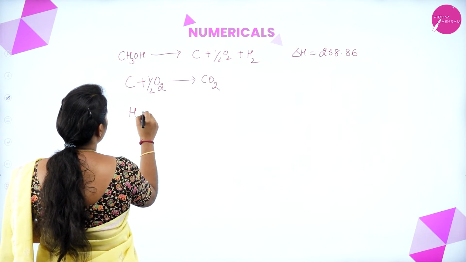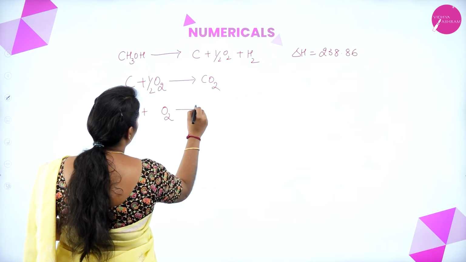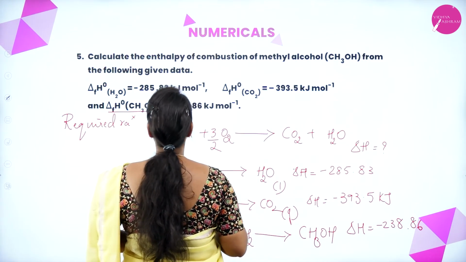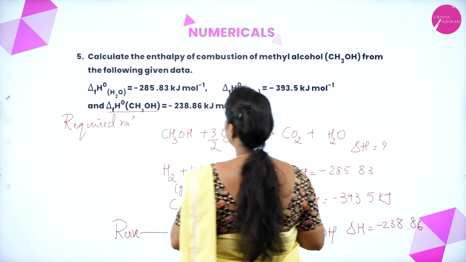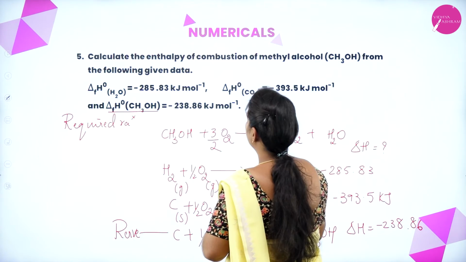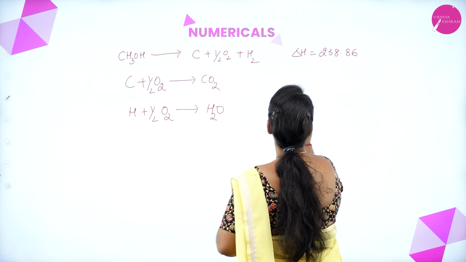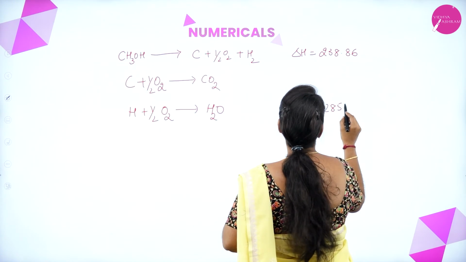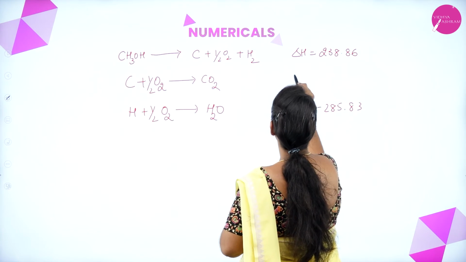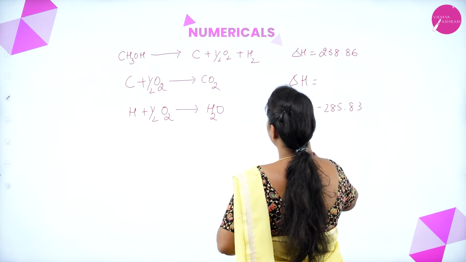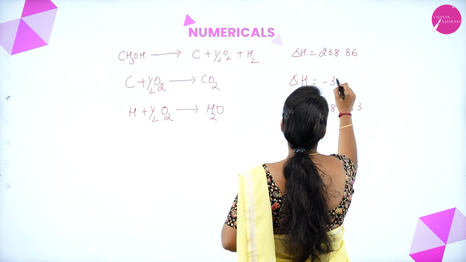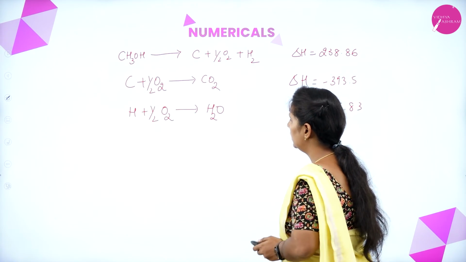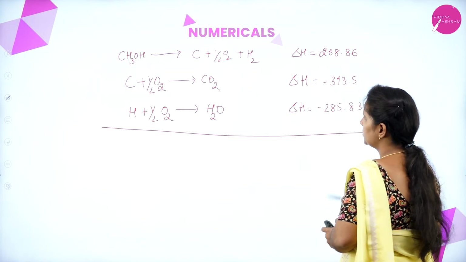And we have one more reaction, that is carbon combines with oxygen and giving rise to carbon dioxide. And we have one more reaction, that is hydrogen combines with oxygen and giving rise to water molecule. Change in the enthalpy of this reaction for the hydrogen is minus 285.83. Similarly, for the carbon dioxide, it is minus 393.5 kilojoules.